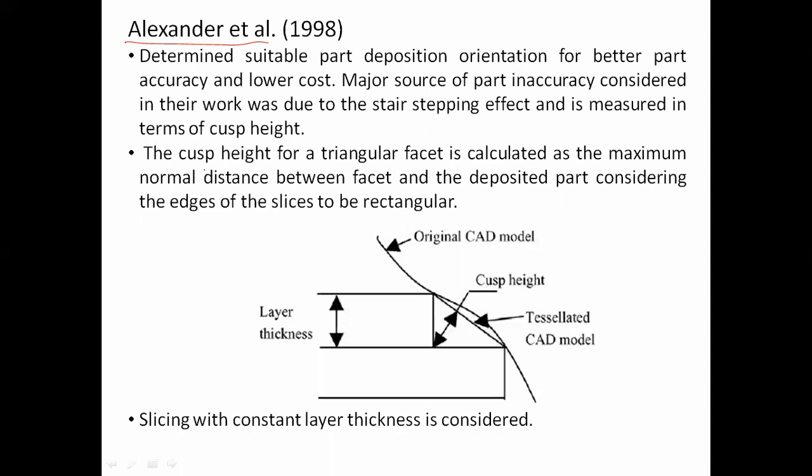Because this work actually utilized the basic concept of cusp height, first of all, and also it considered the tessellated CAD model and the profile that was being created in order to calculate or find out the orientation. So when Alexander started his work, his basic objective was better part accuracy and minimizing the cost of the product. This is something which is inherently present in RP systems.